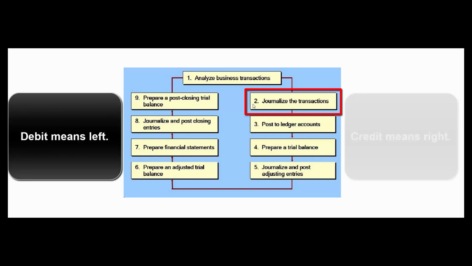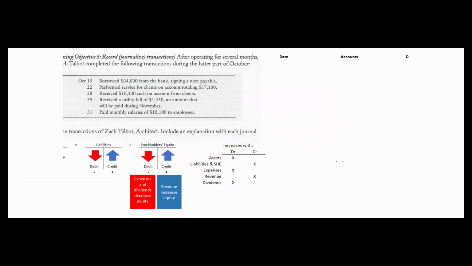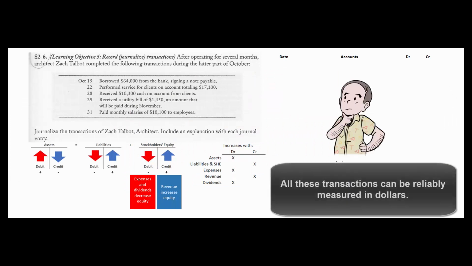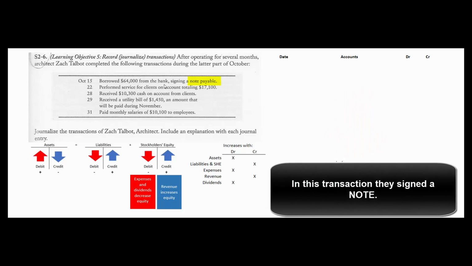Debit means left, credit means right. One isn't good, one isn't bad, and every journal entry balances with equal amounts of debits and credits. Zach Talbot is an architect with a corporation, and these are five transactions that happened to them in the second half of October. On October 15th, they borrowed $64,000 from the bank, signing a note payable.